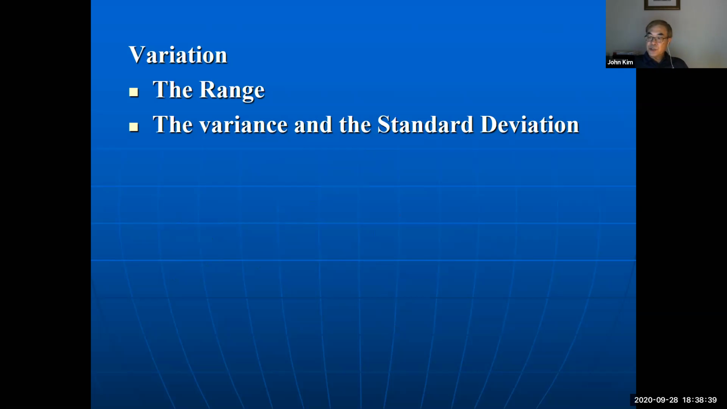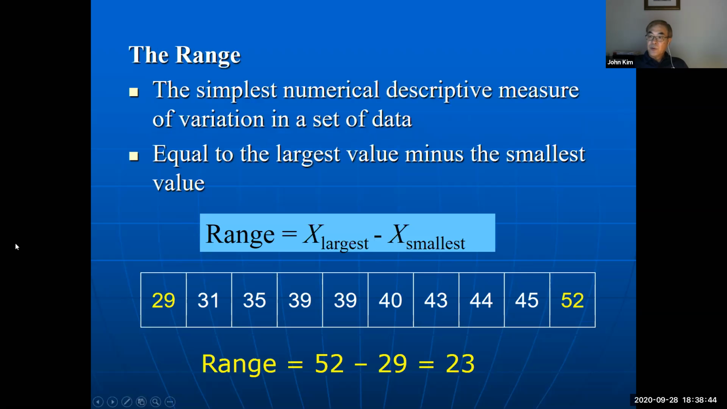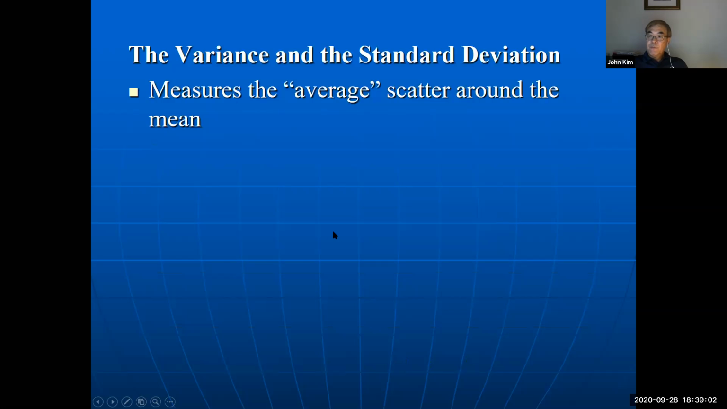First, range. Range is the largest maximum minus the smallest minimum. So in this data set, 52 minus 29, so 23, is the range. Variance and standard deviation measure the average scatter around the mean.